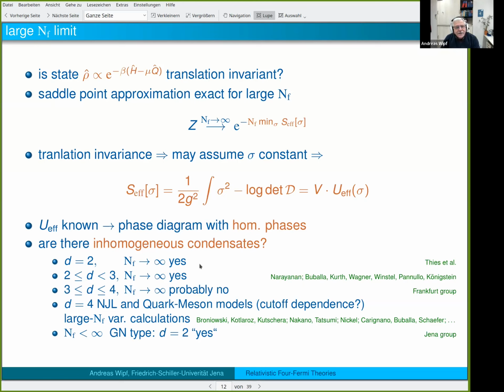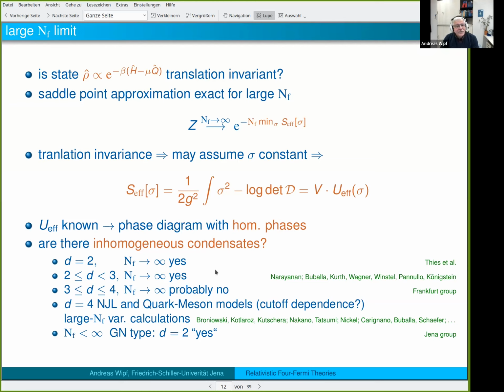Just a word of warning: Mermin-Wagner, or if you want the Coleman theorem, does not always apply the way we have learned it. It depends on the dispersion relation for the particles. So if you have a chemical potential, the dispersion relation becomes non-relativistic and the theorem changes. It's just a word of warning.